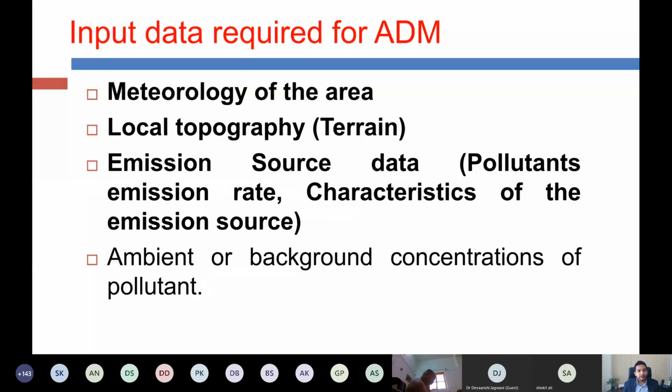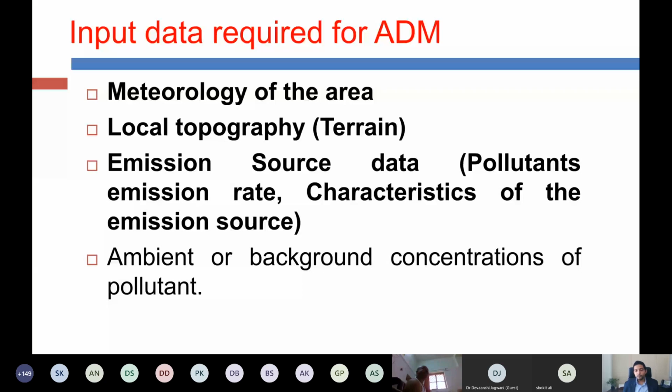The input data that are required for the model include the meteorological condition of the area, and the terrain, the undulation of the land surface. If it is a hilly area, the dispersion pattern would be different. If it is a flat terrain, it would be different. If it is a sea surface, it would be different. Then the emission source data are also very critical. We need to evaluate what would be the pollutant rate of emission and the mass of the emission that is being discharged into the air environment and their characteristics.